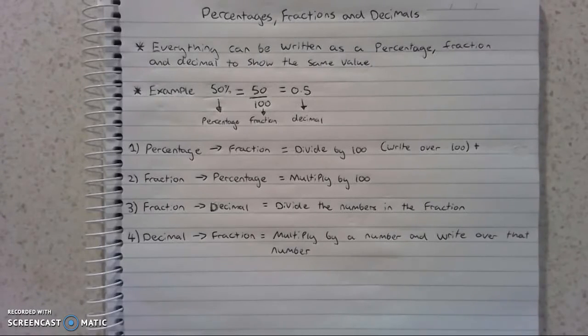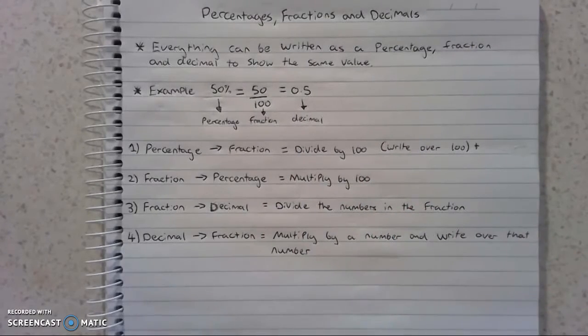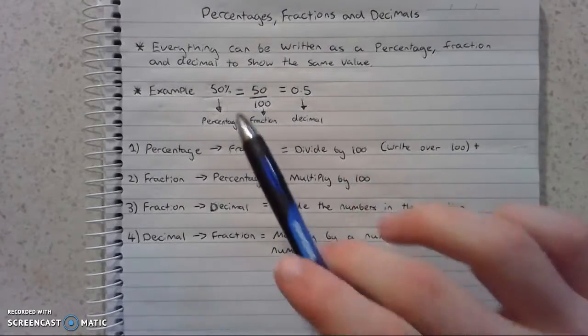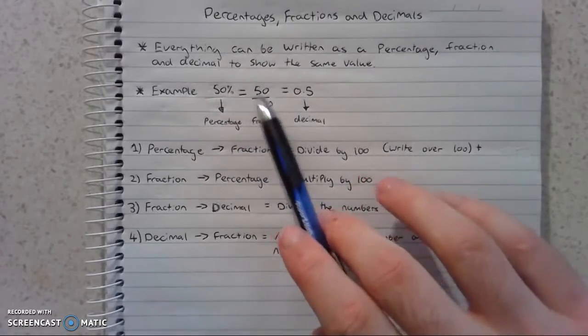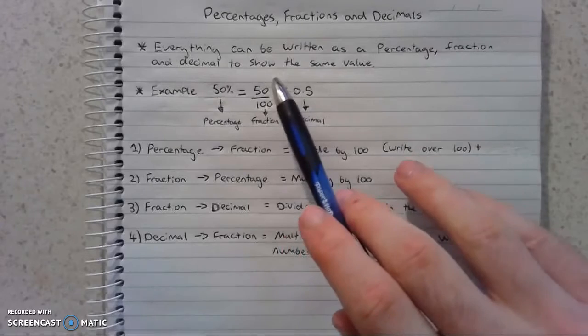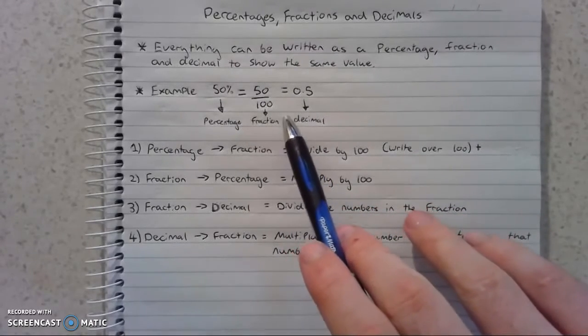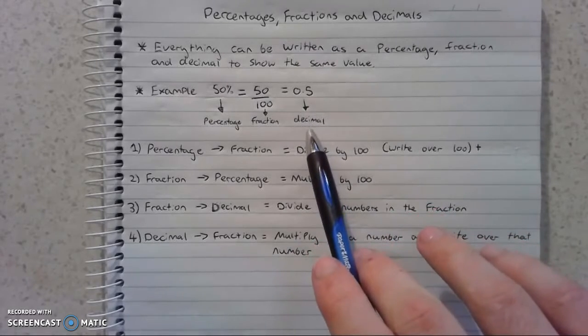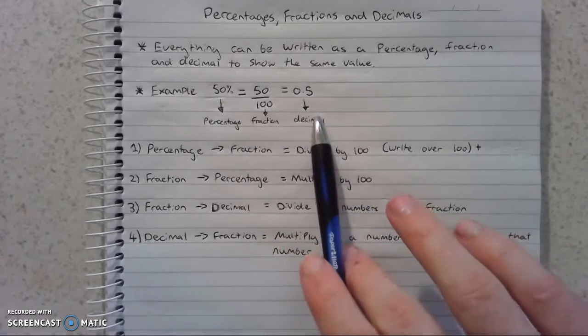Hey guys! So in this video I'm going to talk to you about percentages, fractions and decimals and how all three of those correlate. Everything can be written as a fraction, percentage and decimal to show the same value. An example of that is 50%, written as a percentage. That can be the same thing as the fraction 50 over 100, and that is exactly the same thing as 0.5 as a decimal. All three of these show exactly the same value.